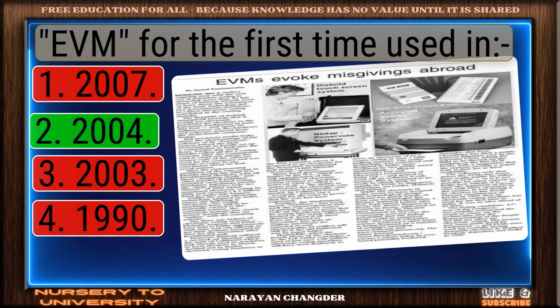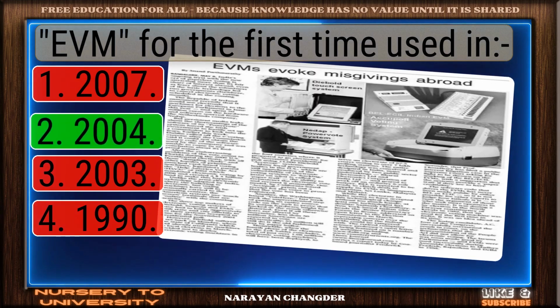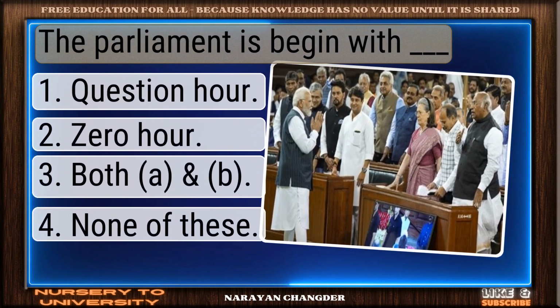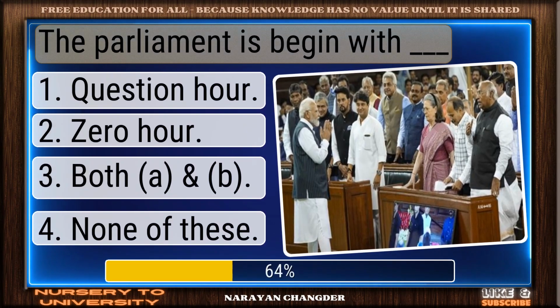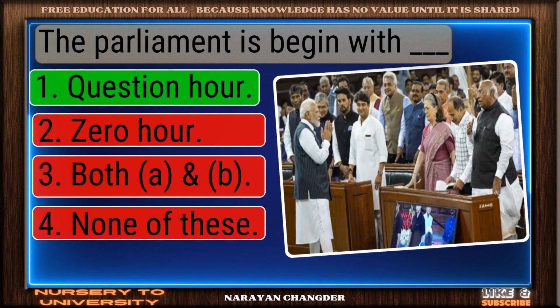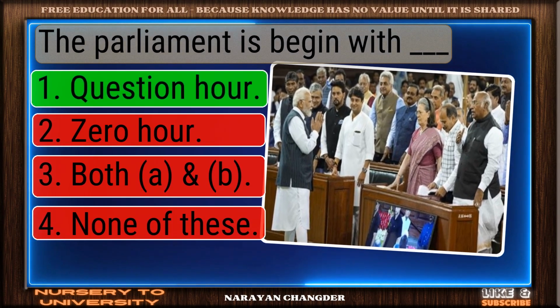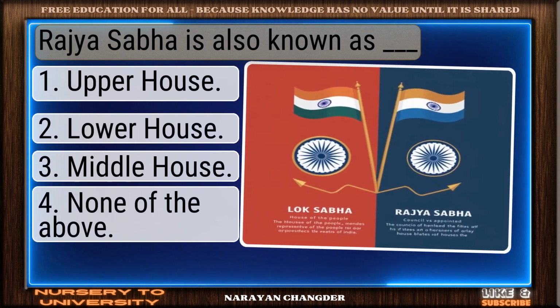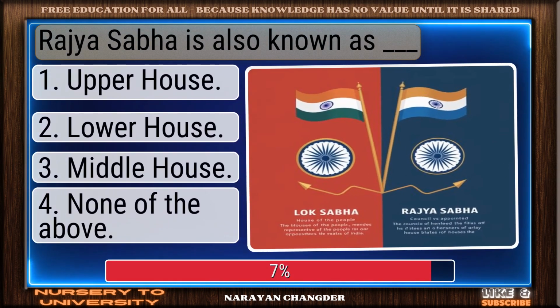Right choice. 2004 is the best answer. Question number 189. The parliament begins with dash. Good thinking. Question hour is the right answer. Question number 190. Rajya Sabha is also known as dash.